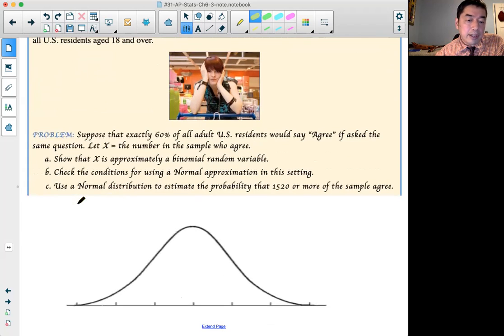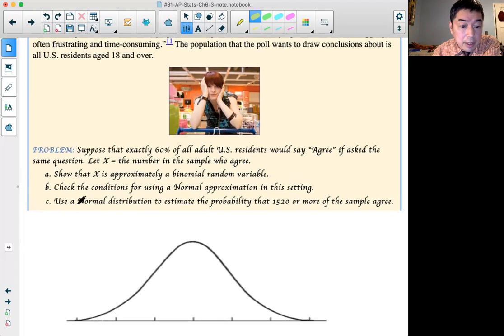Okay, the problem is here. Suppose that exactly 60% of all adult U.S. residents would say agree if asked the same question, and X is the number in the sample who agree. Okay, so that's an assumption. Show that X is approximately a binomial random variable.